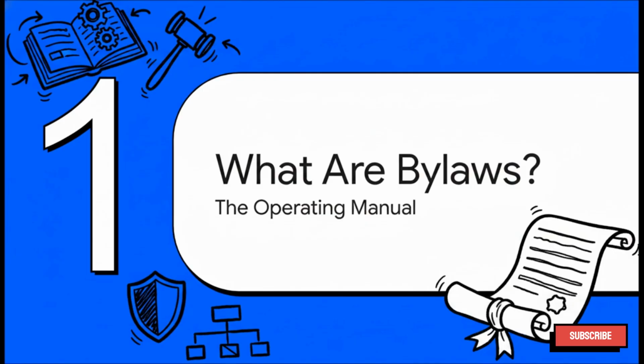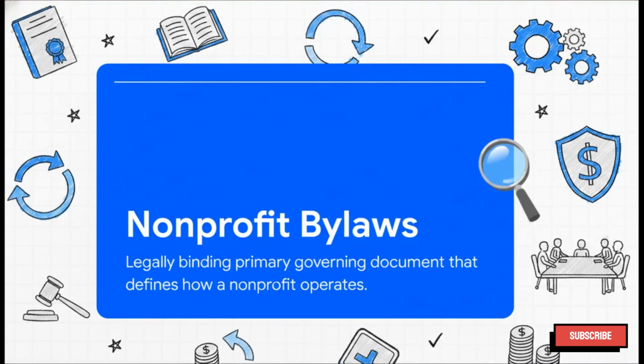What are bylaws? Think of them as your operating manual. So, what are they really? At its core, nonprofit bylaws are basically your organization's operating manual. You can kind of think of them like your nonprofit's very own constitution. They're a legally binding set of internal rules that dictate exactly how the organization is run, how decisions are made, and who actually has the power to make those decisions.